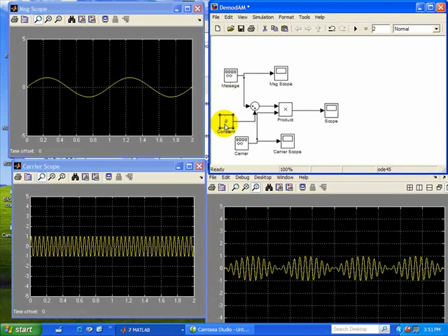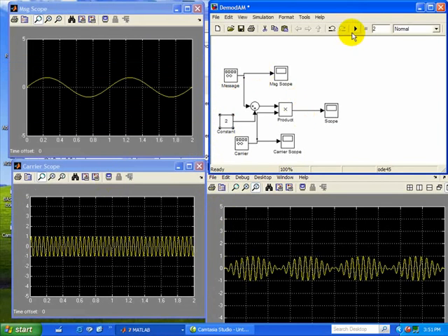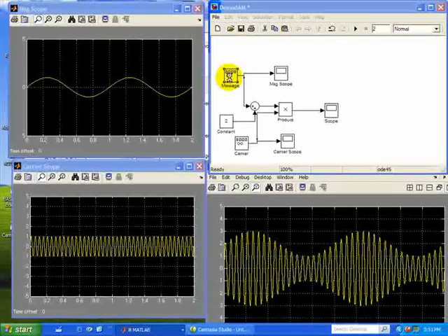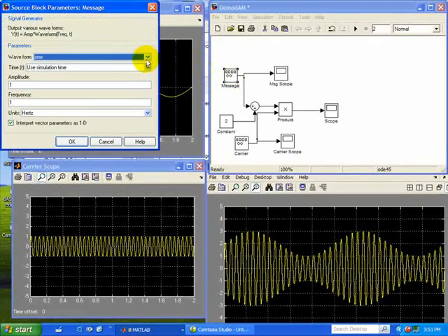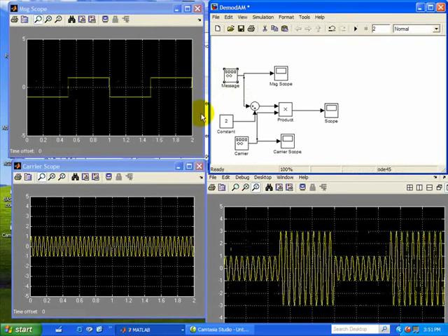Alright, now we're adding back the constant, a constant value, with our message and our carrier again. We'll run the simulation and we get our double sideband large carrier. Now let's change our message to a square wave and run the simulation again. And we see here's our square wave, and our carrier is being modulated by this square wave message, and we see that it is found here.